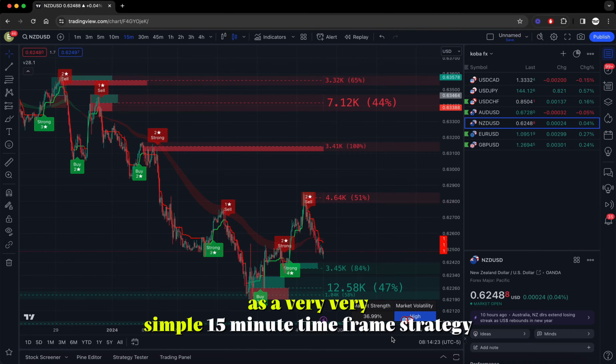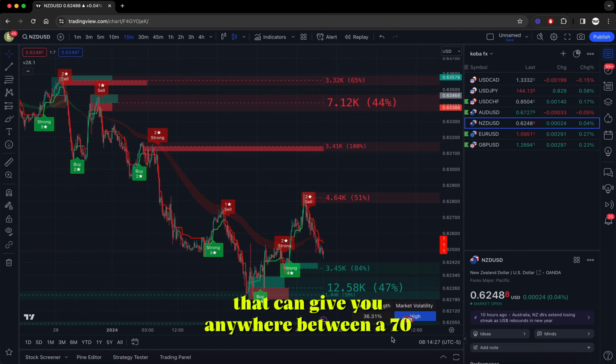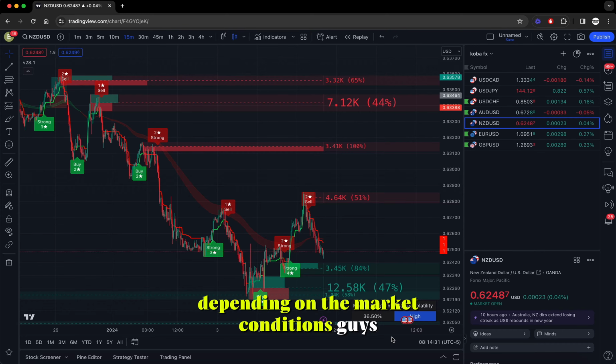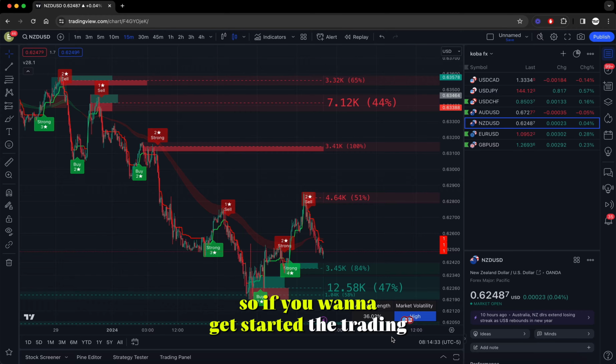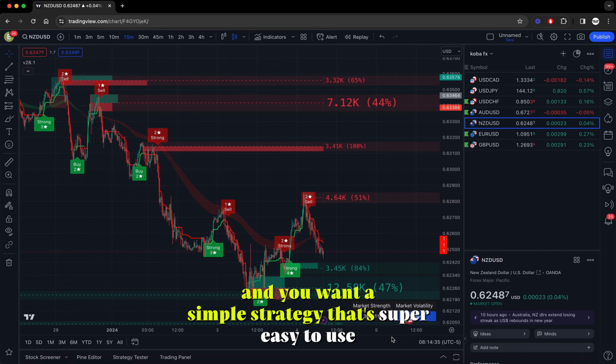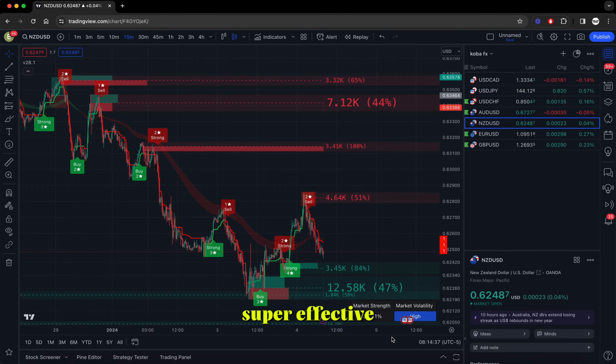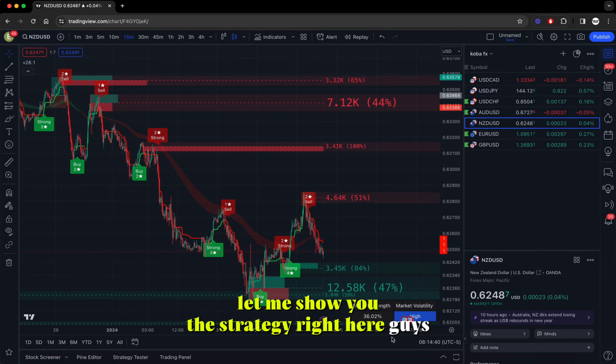It's a very simple 15-minute time frame strategy that can give you anywhere between a 70 to even 85 or almost 90% win rate depending on the market conditions, guys. So if you want to get started with trading and you want a simple strategy that's super easy to use, super effective, let me show you this strategy right here, guys.